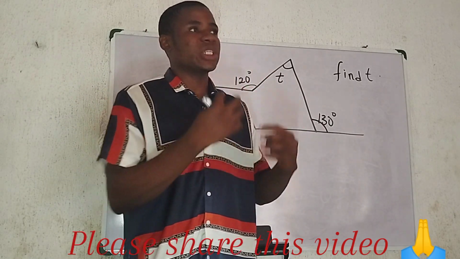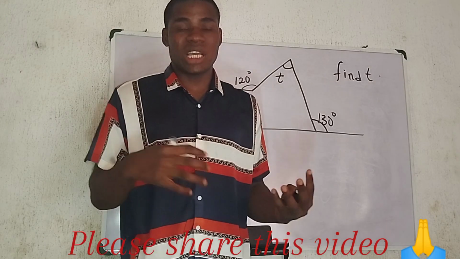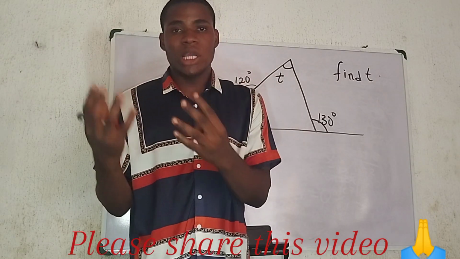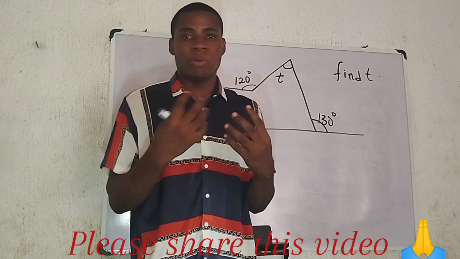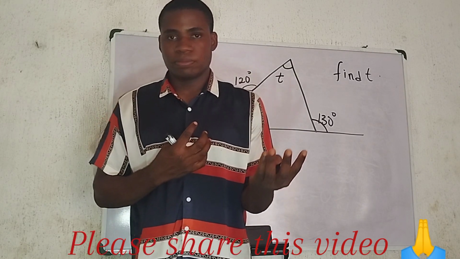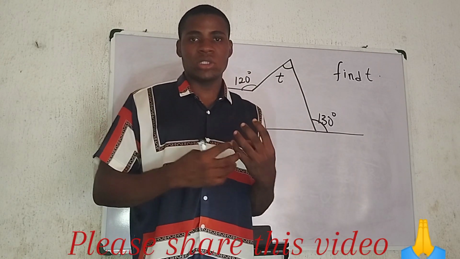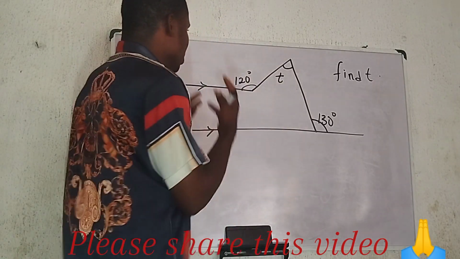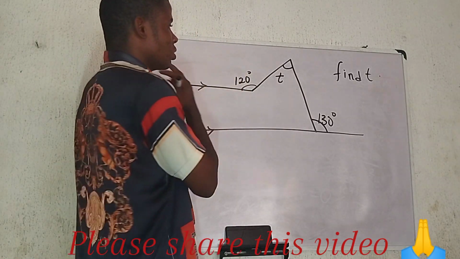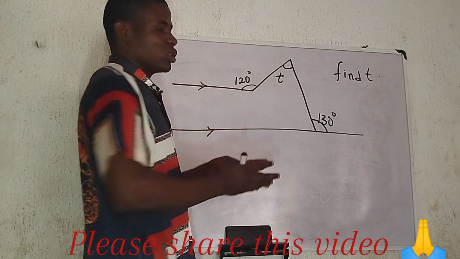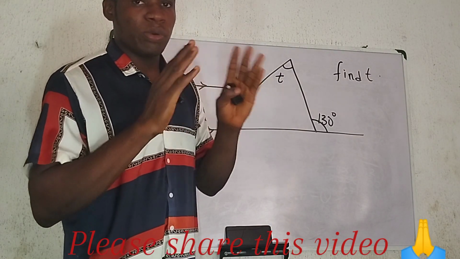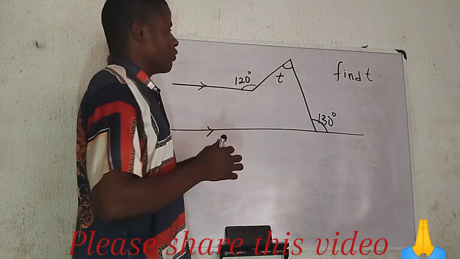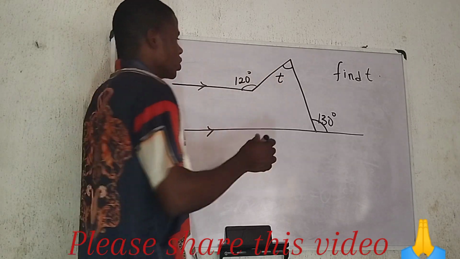If you know that the sum of angles in a triangle equals 180 degrees, the sum of angles at a point equals 360 degrees, and the sum of angles on a straight line equals 180 degrees, believe me, this type of question will be very simple to solve. So first of all, if I want to find the value of t, what do I do?